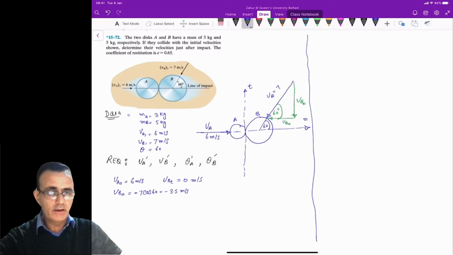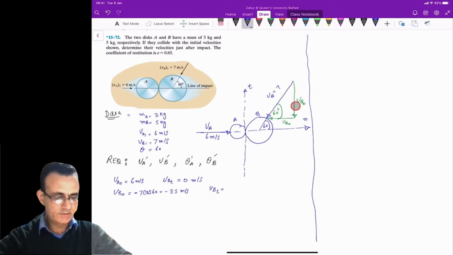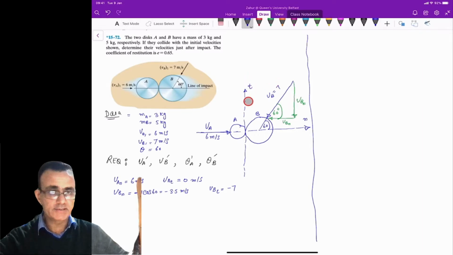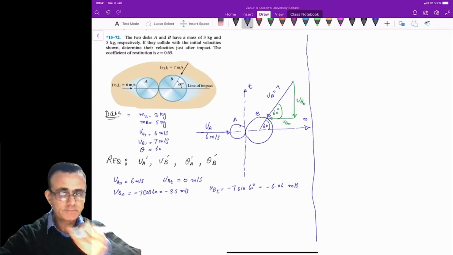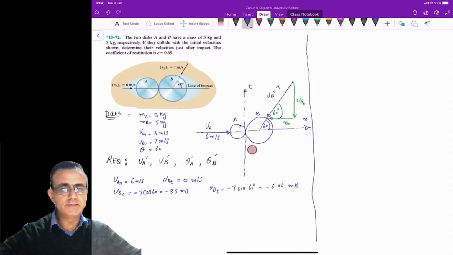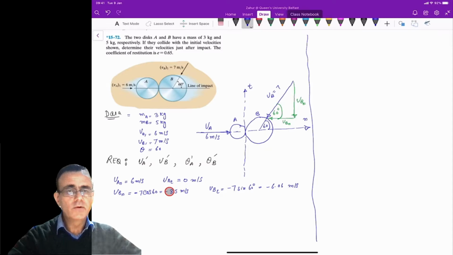And VBT, which is this thing here, will be minus 7, which is again in the negative direction, so minus 7 sine 60. So this will be minus 6.06 meter per second. So we have calculated these velocity components here. Okay, so now we can apply the equations and calculate the different components after the impact.